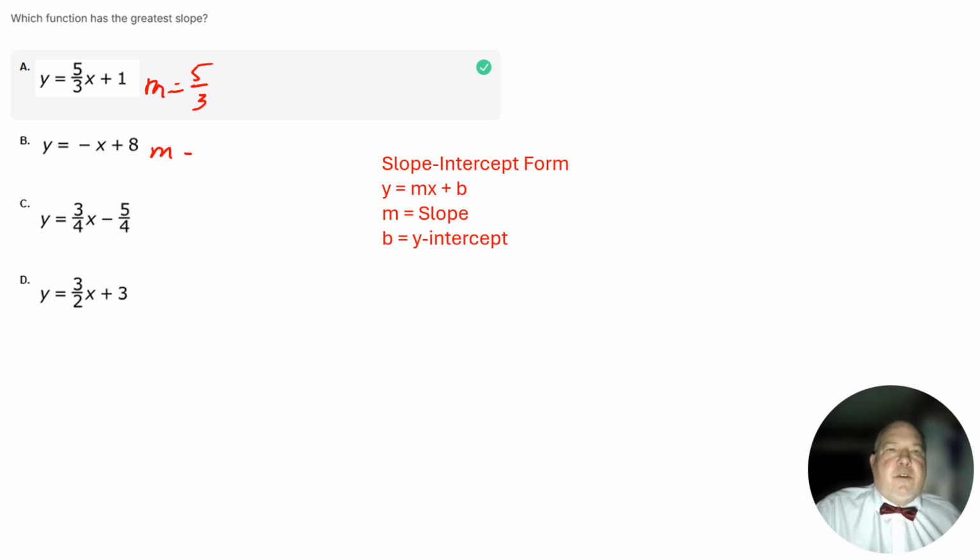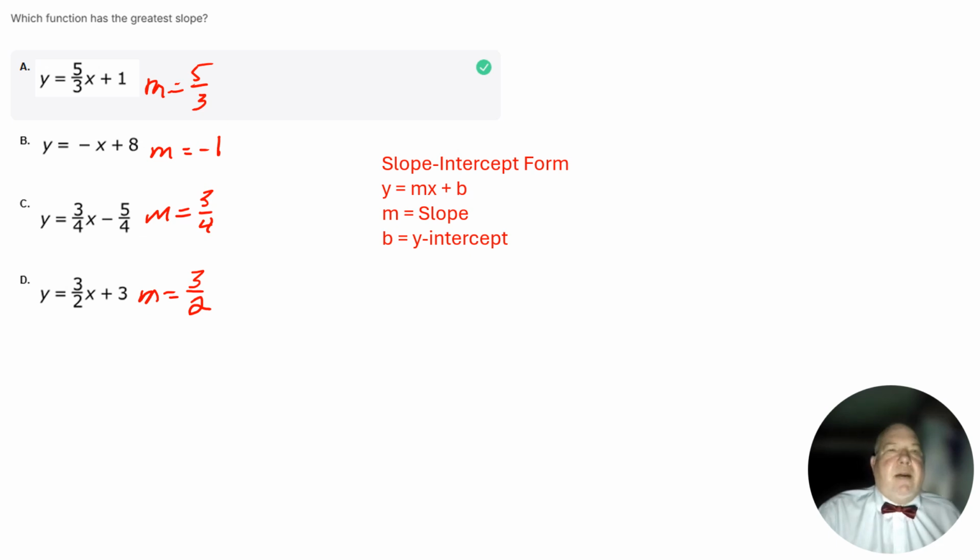This one, the coefficient of x, it says negative x. There's really a 1 there that's not written, so that's -1. This one, C, the slope is 3/4. And on D, the slope is 3/2. Okay, so now we just have to determine which one of those is the greatest.